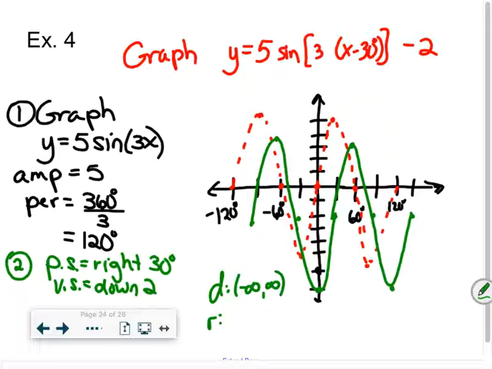Anybody want to try the range? -7 to 3. So 3, right? Because I'm going from 5 down 2.